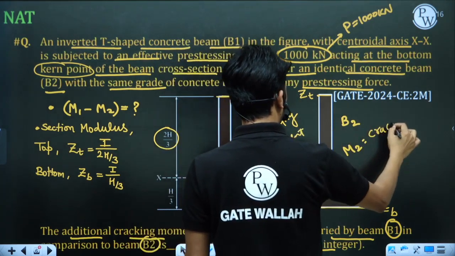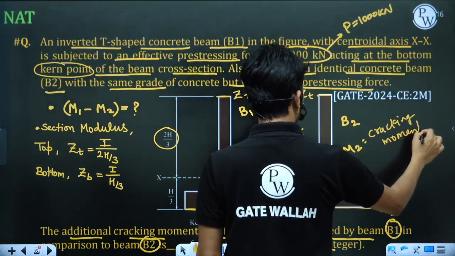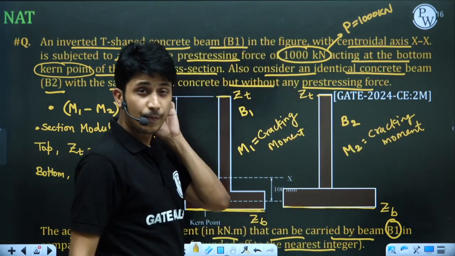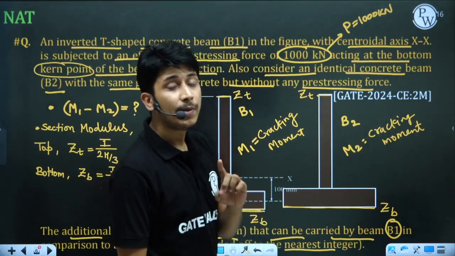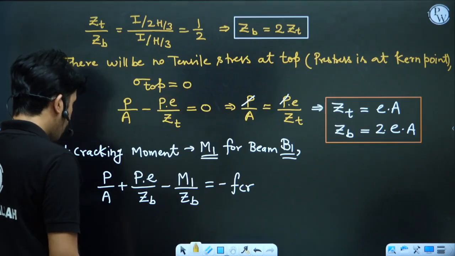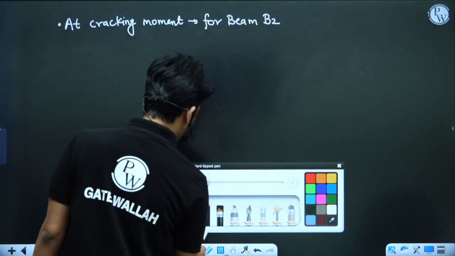Cracking moment. Whenever the cracking moment of beam M2 is applicable, at the bottom fiber there will be a tensile stress of minus fcr. When beam 2 cracks, it will have a tensile stress of minus fcr.